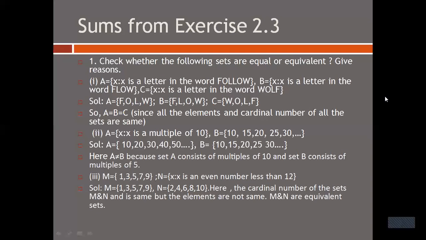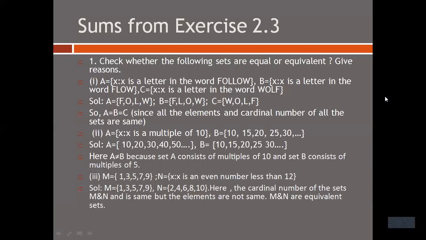Now, sums from exercise 2.3. Check whether the following sets are equal or equivalent. Give reasons. First question, A is equal to {x such that x is a letter in the word follow}, B is equal to {x such that x is a letter in the word flow}, C is equal to {x such that x is a letter in the word wolf}. Let us write all these set builder forms in roster form.